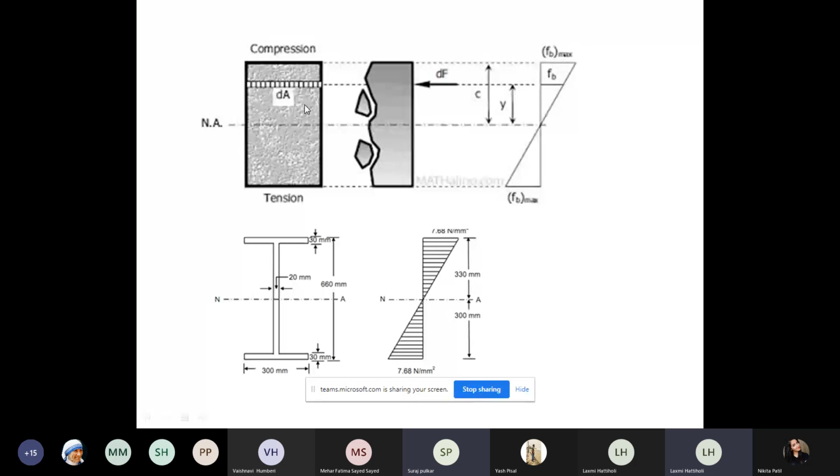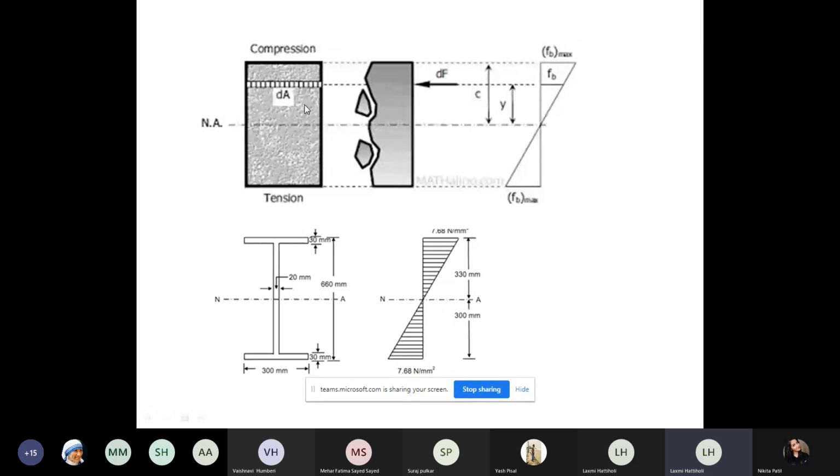Let me explain this. It is not able to select here, so let me show it here itself. Just observe this rectangular section. Is my cursor visible to you? Yes, ma'am.